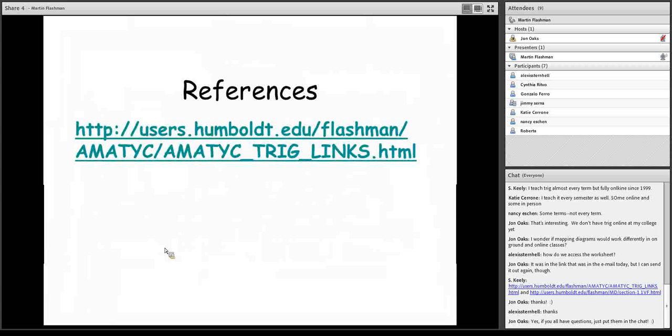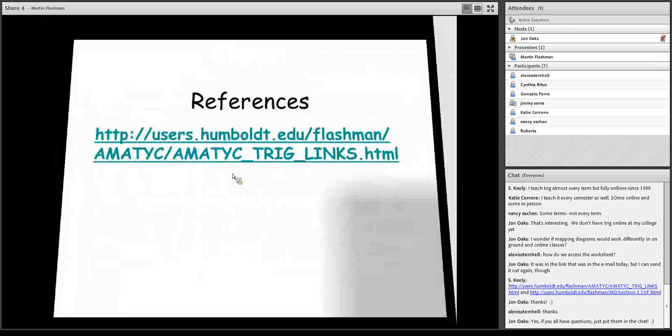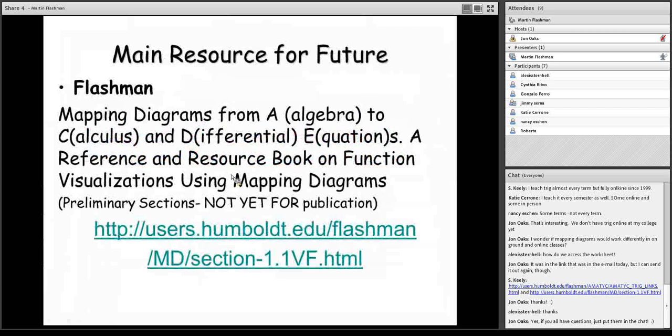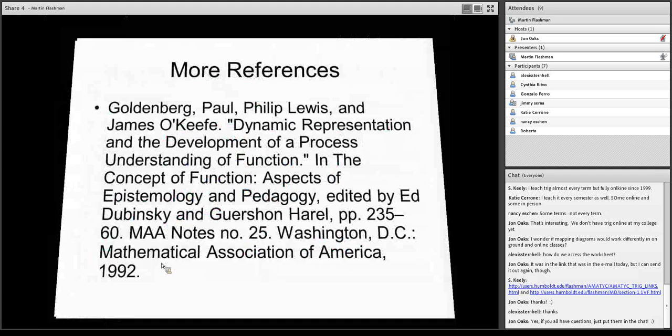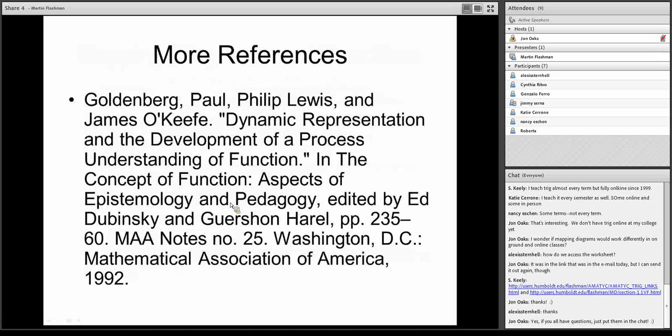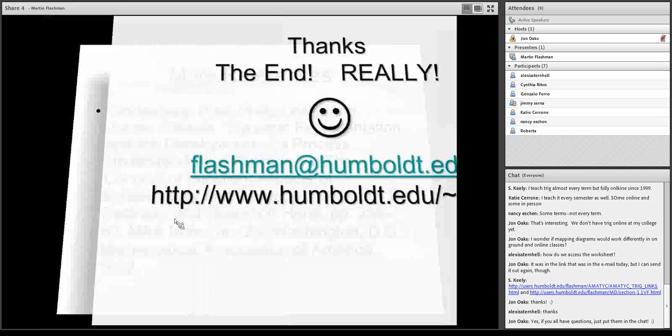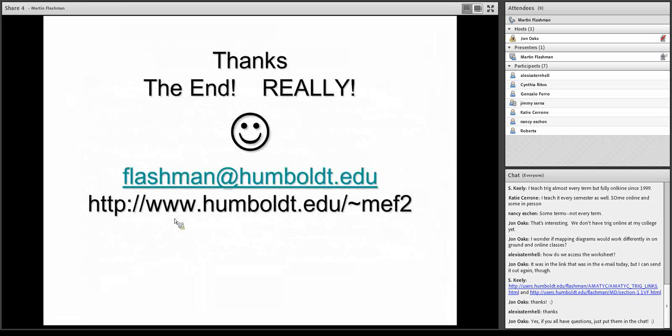I have some references here. There's the links that I gave you before. There's the diagram book. There's some other materials. These will all be put up on the web. Some other materials, Sensible Calculus, and some work by Henri Peixoto on mapping diagrams as well. Very nice stuff. And this work by Goldenberg and Lewis and O'Keefe, who have used the term dynograph to talk about it. That's the end, really.